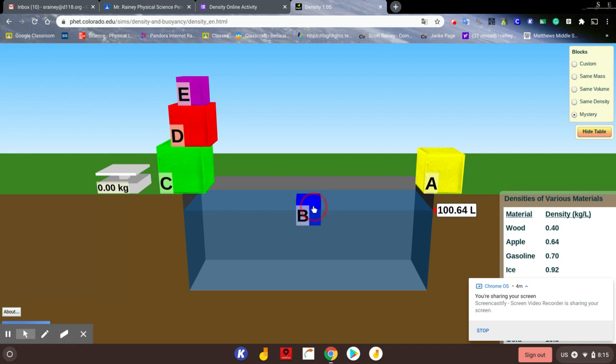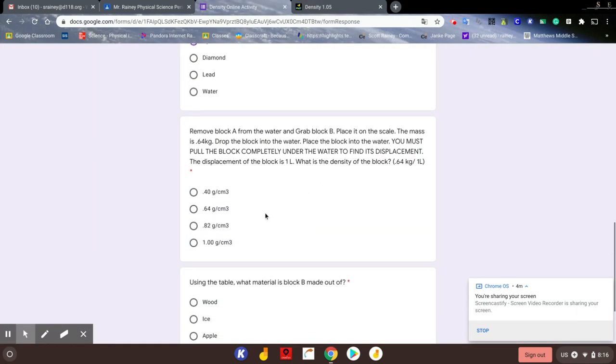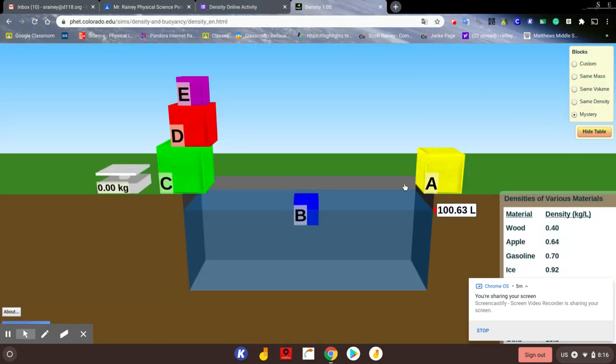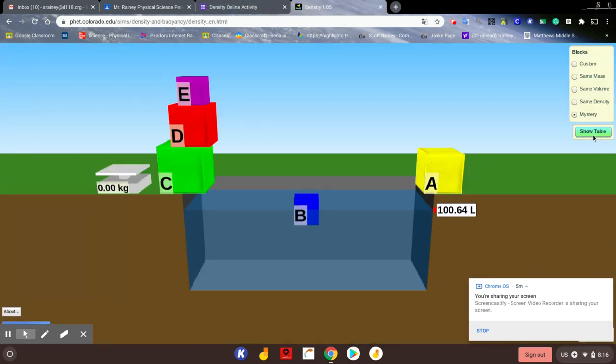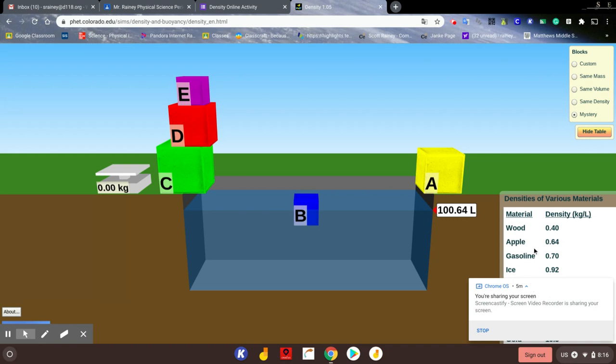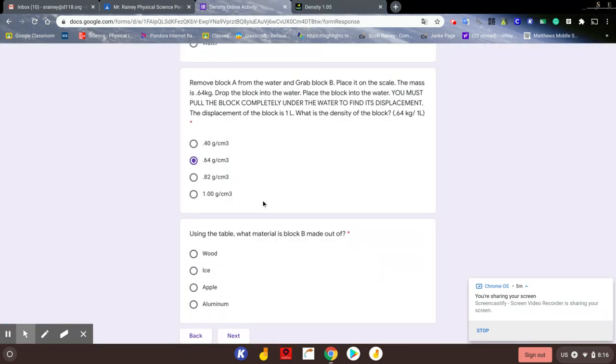So if I want the full volume of the block, I'll have the block all the way underwater, which is 1. So if I put that in the formula, I have a mass of 0.64, and I divide that by 1, I get 0.64. Okay, I use the table. So what is that material? What is 0.64? That is an apple. It is an apple. Okay, hit next.